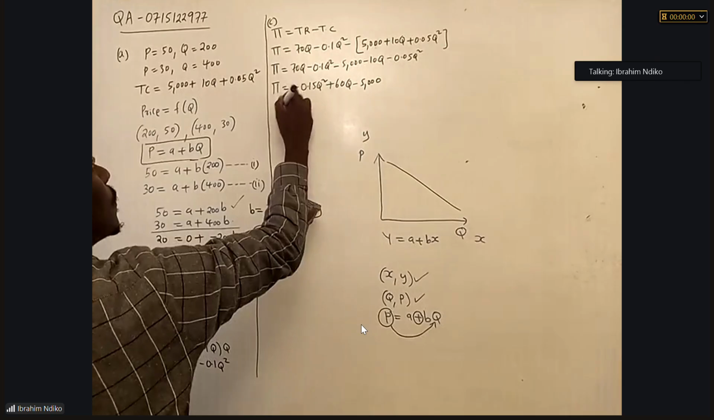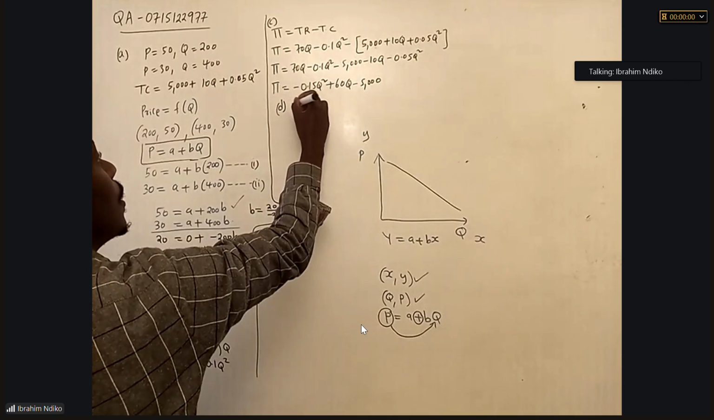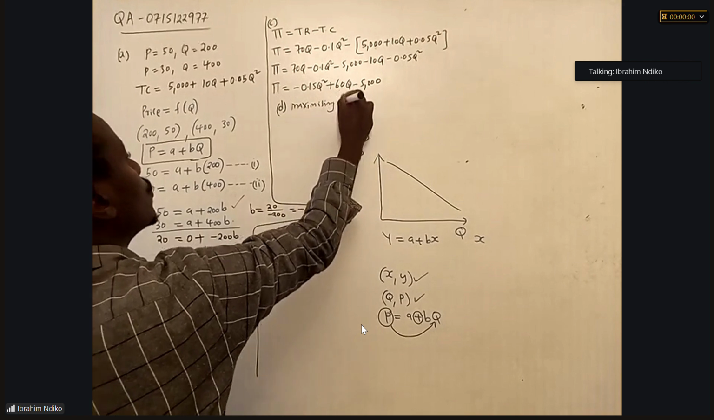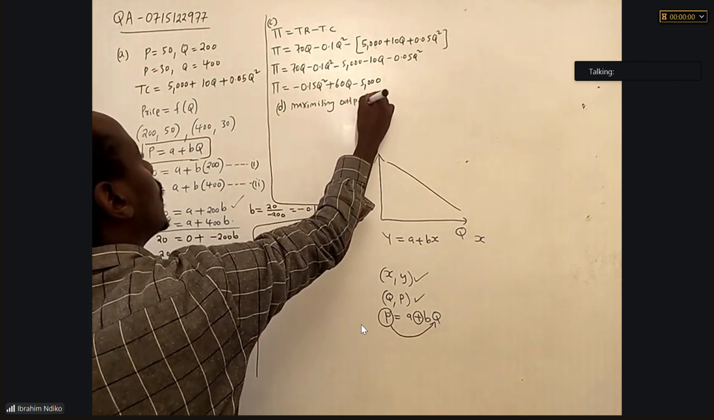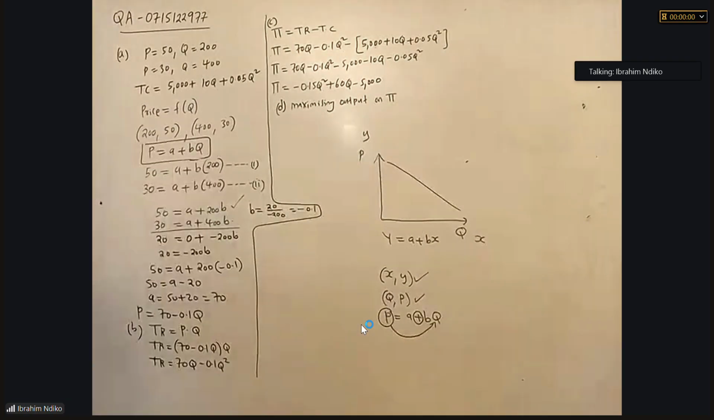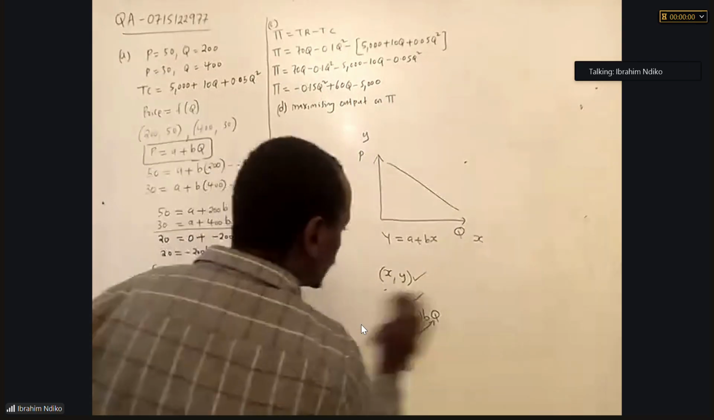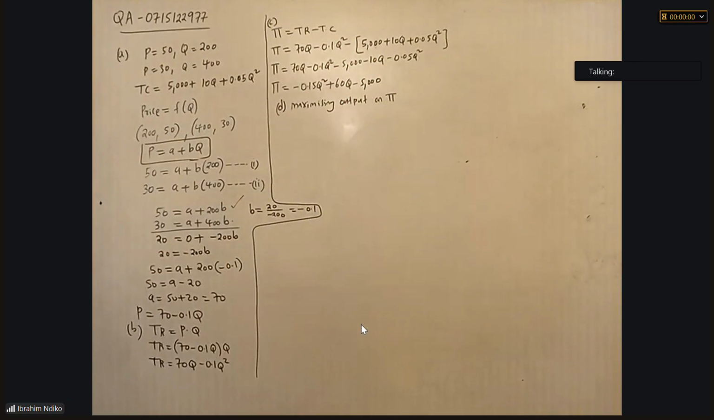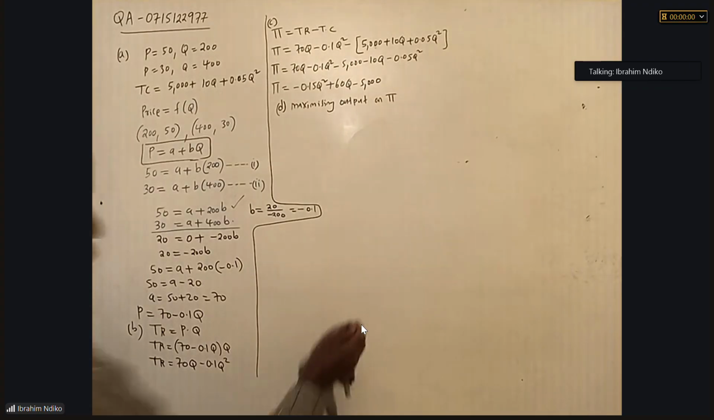So we can see that our profit function is minus 0.15Q squared plus 60Q minus 5,000. Number 4, maximization of output on profit. So that was the other requirement. You're supposed to determine the maximum output of the profit. So remember that you need to find the derivative of the profit function.